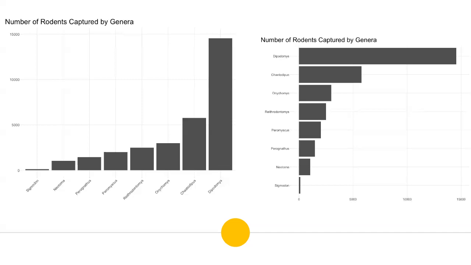You'll also notice that the bars are in descending order instead of sort of hopping around. That just makes it easier for people to make comparisons, like Lana will talk about here in a second.